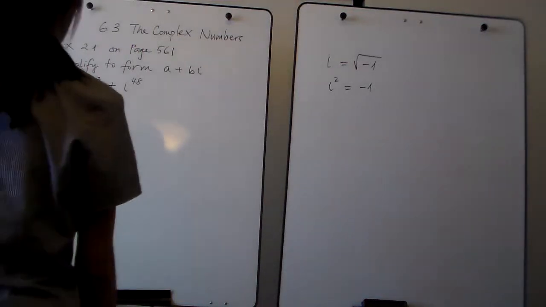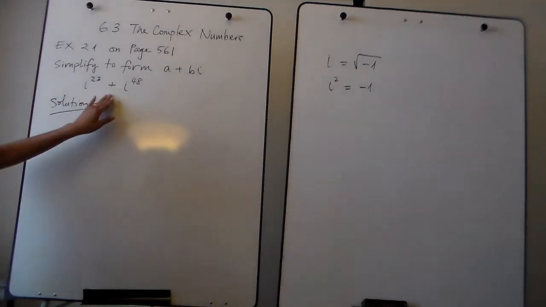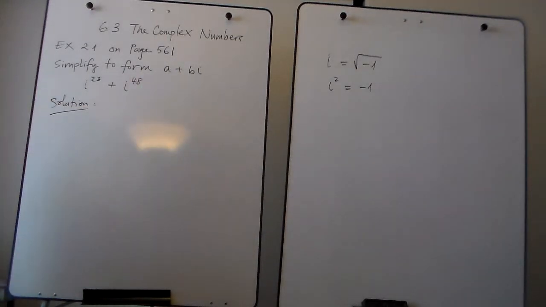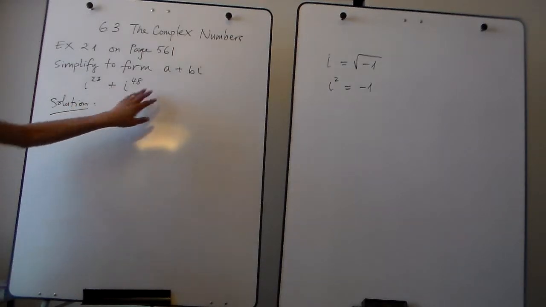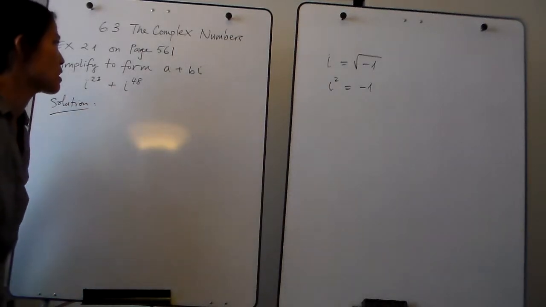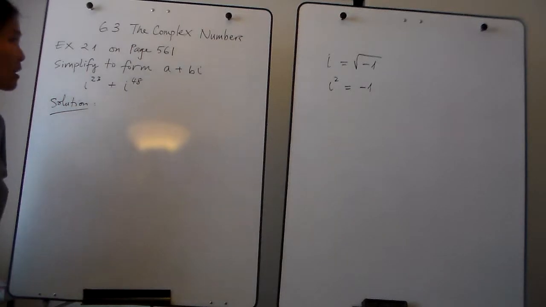Example 21 on page 561. Simplify to form a plus bi. We're given i to the 23rd plus i to the 48th, both i with different exponents. Now, we are asked to simplify this to the form a plus bi, which is a complex number.